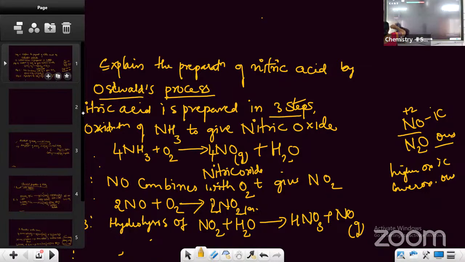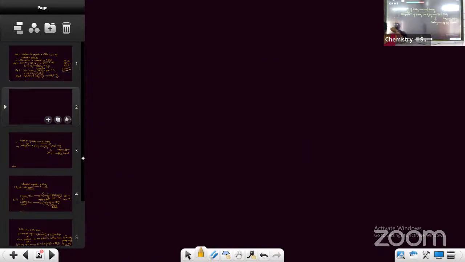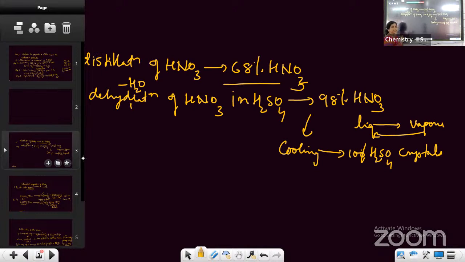Okay. Then next, the nitric acid which we are going to get there is not 100% pure. So in order to get 100% pure nitric acid, the first step we are doing is distillation. Distillation matlab converting liquid to vapor and vapor back to liquid. So there we are going to get 68% nitric acid. Now the 68% nitric acid, when we are doing dehydration, matlab removal of water molecule, we are going to get 98% nitric acid. So this nitric acid liquid, when you cool down, you will get 100% pure nitric acid.